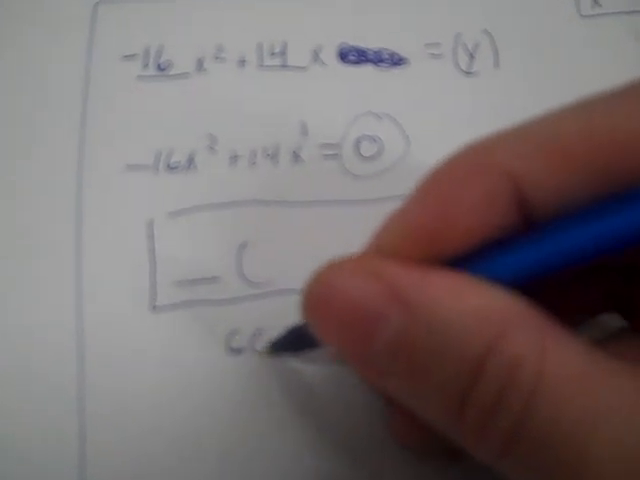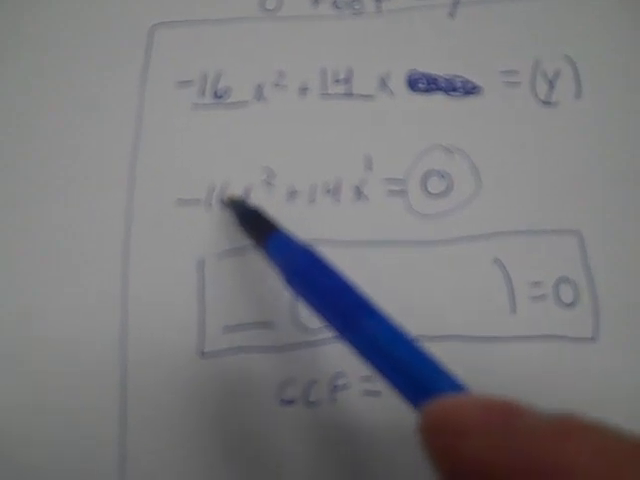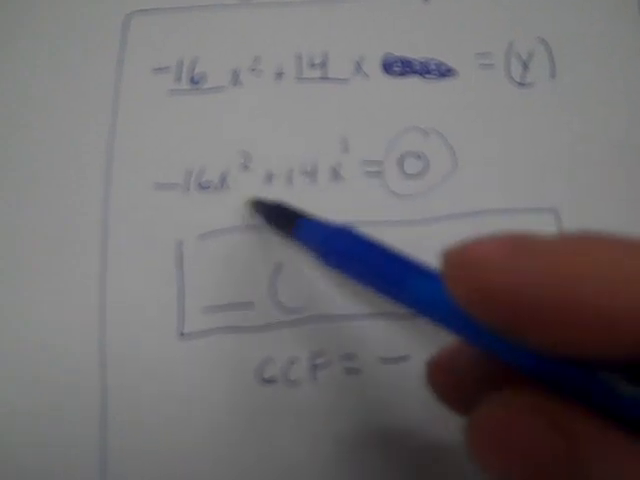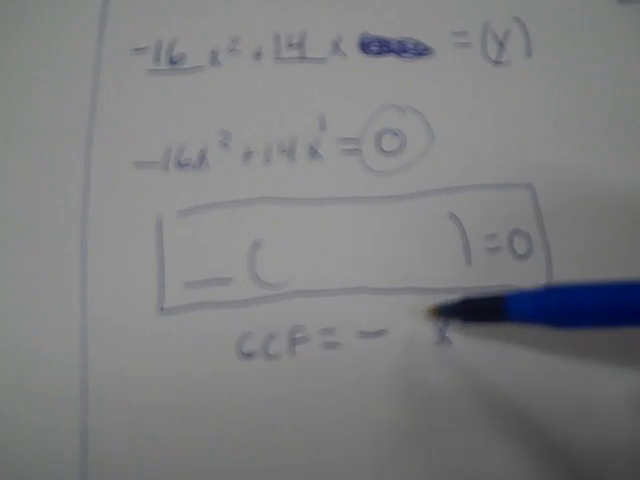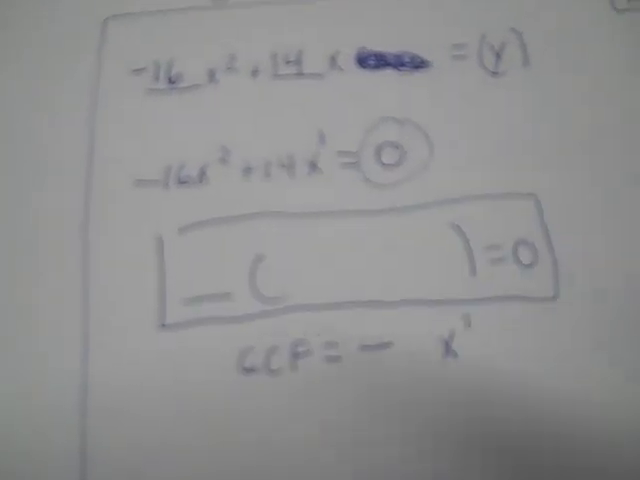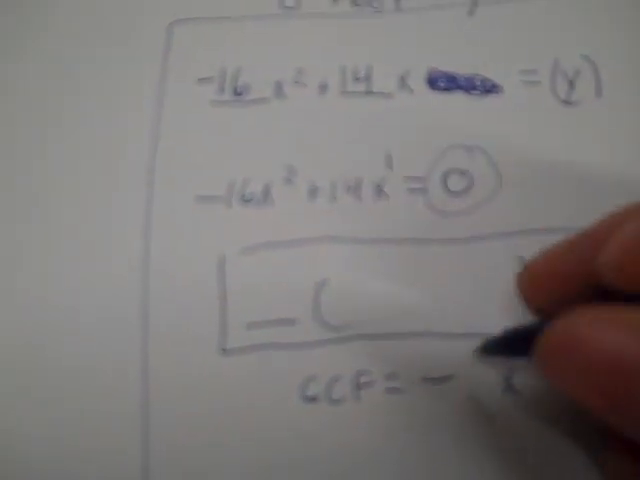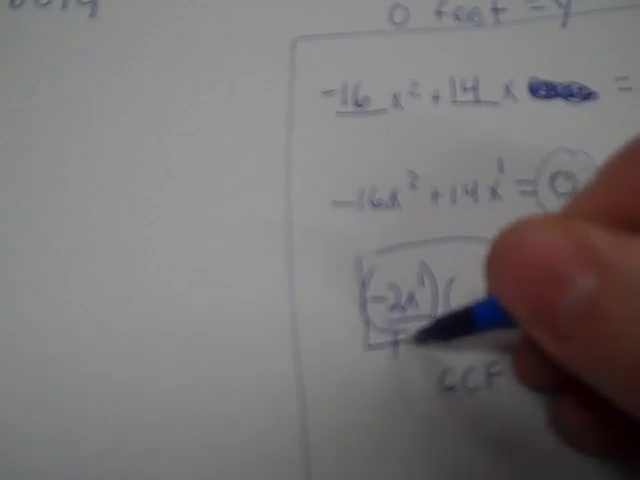Okay, so GCF. Now, one thing you guys got to get, the number in front's negative. It's going to be negative on all of these, so the GCF's negative. And then x squared and x to the 1 would be x to the 1, so I put an x to the 1, and now I need a number to go here, so I'm going to punch 16 and 14 into the GCF calculator. 16, comma 14. Hit calculate, and the GCF's 2. So negative 2x to the power of 1. So I put that into the space, and that's our F1.